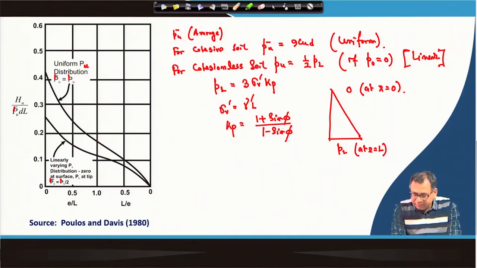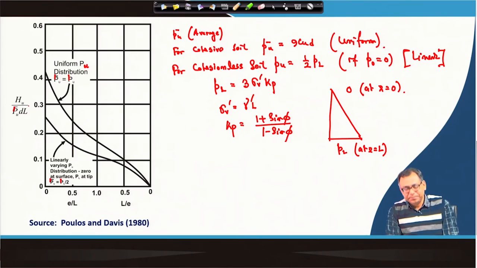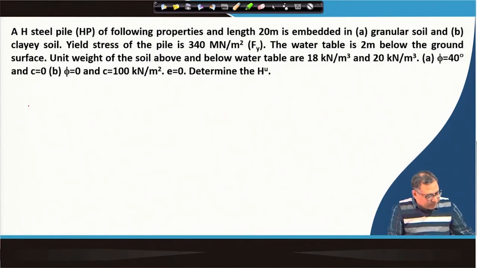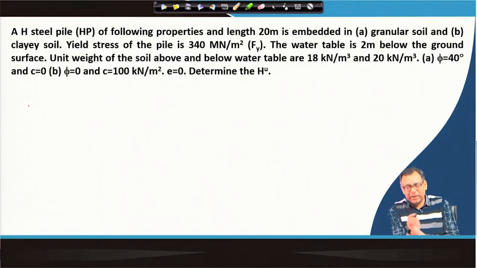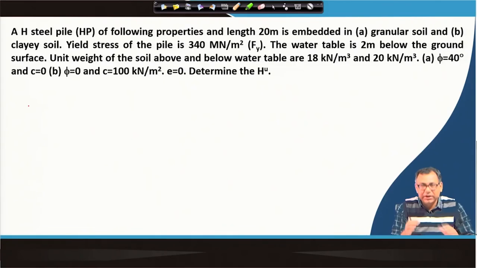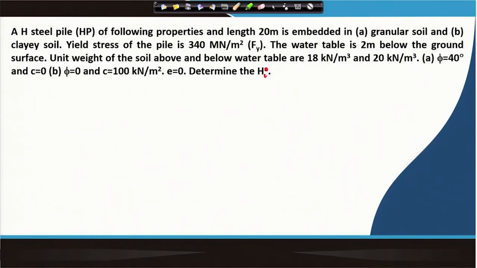P_L I will get by using this equation, and then once I get the e by L value, then for different cases, whether uniform or linear, I will get H_u = P_u d L. D I know, L I know, P_u I will get from these equations. So, I will get the H_u, which is simple. So, let us see which approach is giving a better result, or the result which we can use for our design. So this is actually H_u.